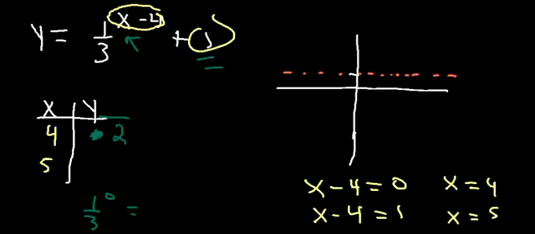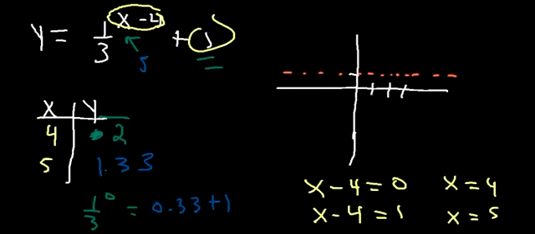Now to get the next point, let's plug in 5. 5 minus 4 is 1. So 1/3 to the first power is 1/3 plus 1. 1/3 is about 0.33. And if we add 1 to that, that's about like 1.33. So now we can plot this graph.